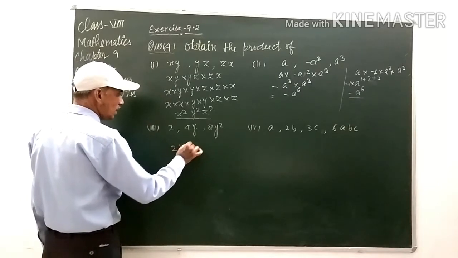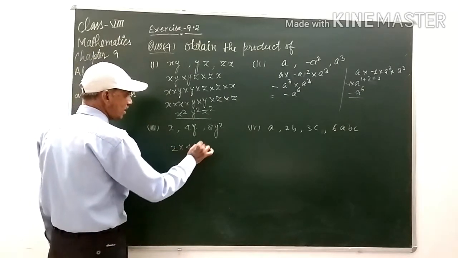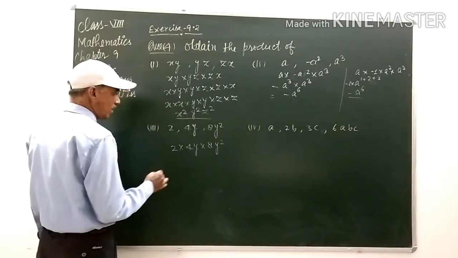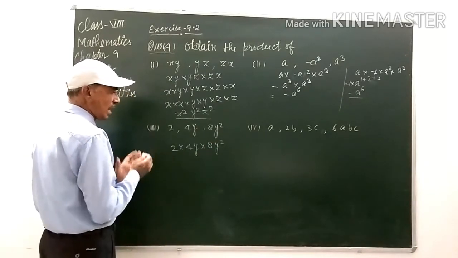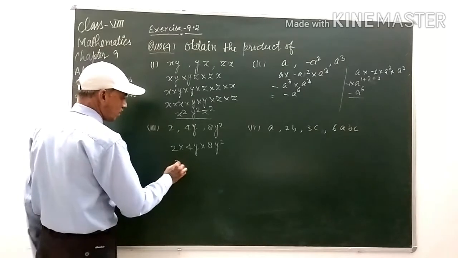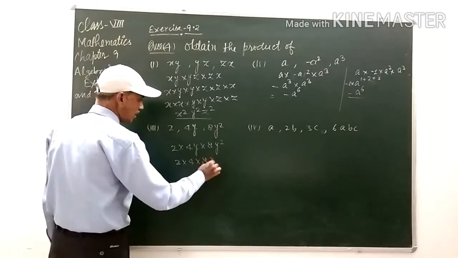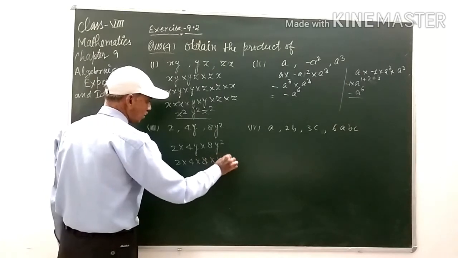And in this question 2 into 4y into 8y square. Now first write the numbers, 2 into 4 into 8 into y square.